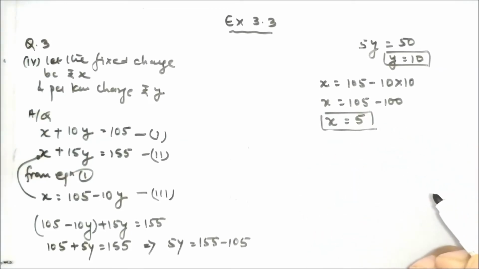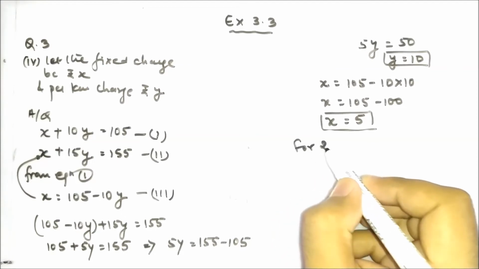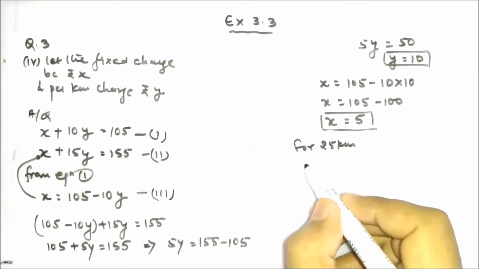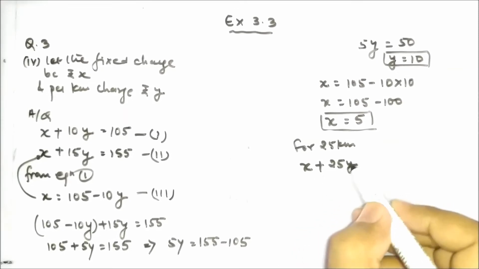Now we need to find the charges paid for 25 kilometers. So for 25 kilometers, this will be the fixed charge plus the distance covered charge, that is 25y.